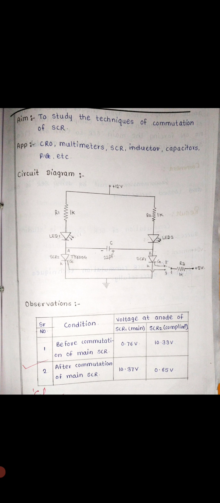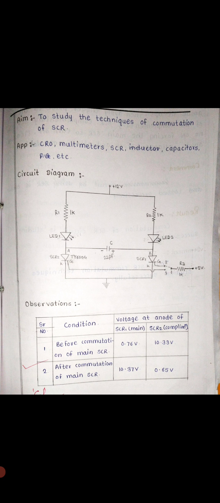In the circuit diagram, the two SCRs are connected through the load and resistors, and connected through the common anode to the capacitor and the common cathode. In the circuit diagram we use 1 kilo ohm resistors, a 22 picofarad capacitor, and the thyristor TY6004. Here two thyristors are used. In the demo lecture we see the connections and the overall practical.